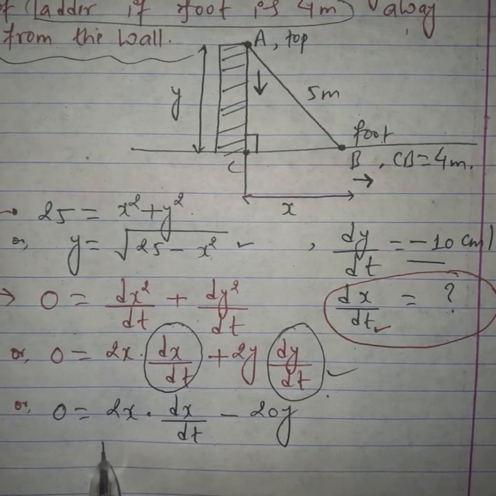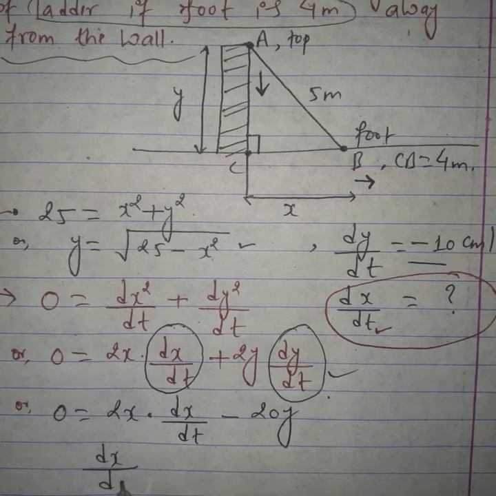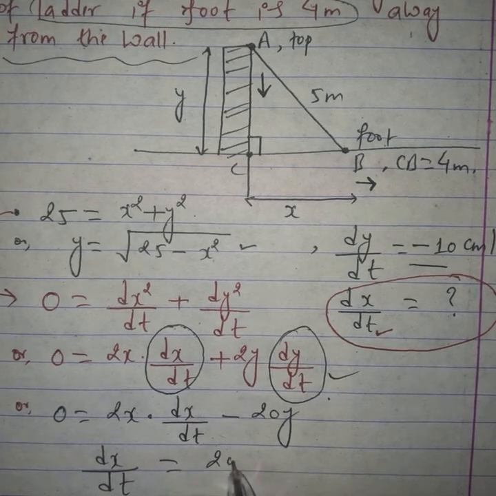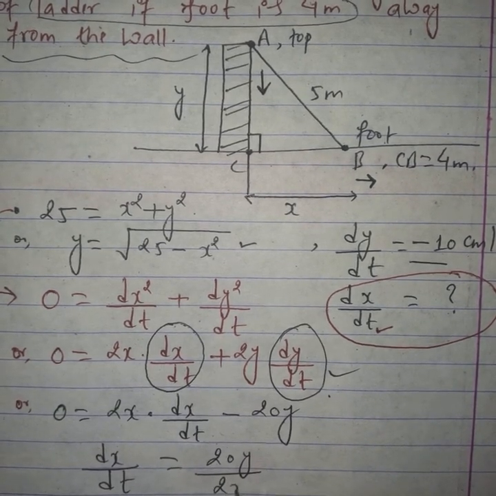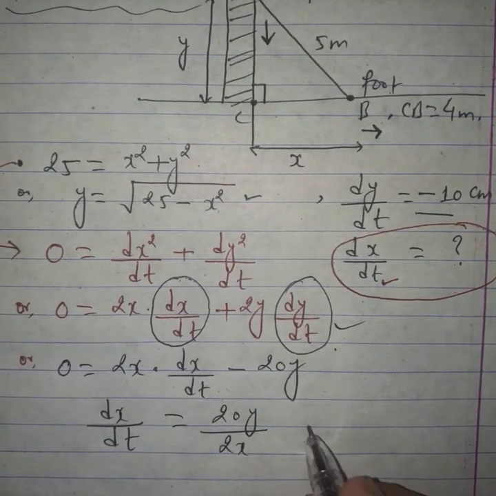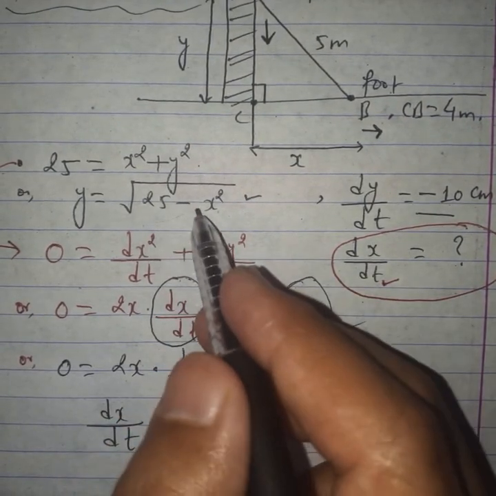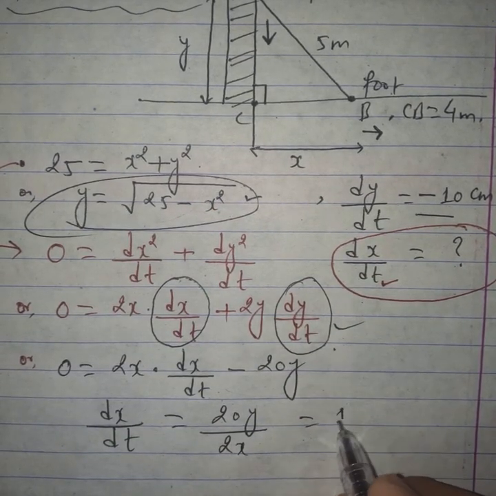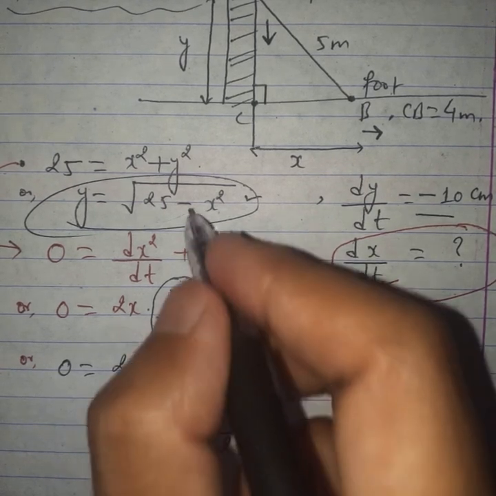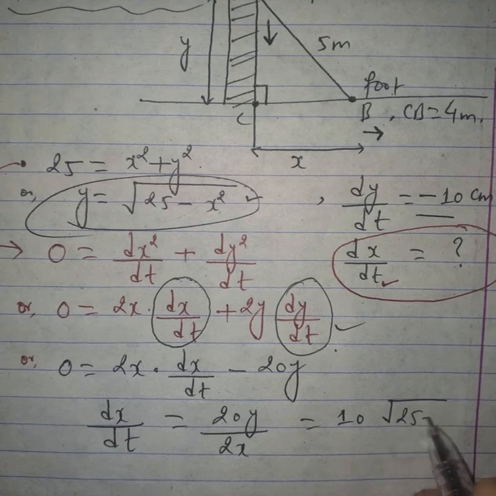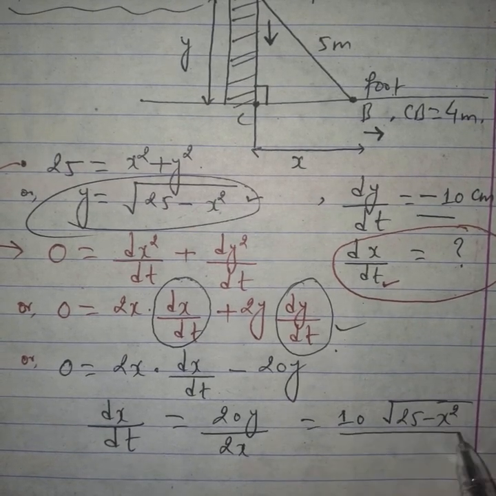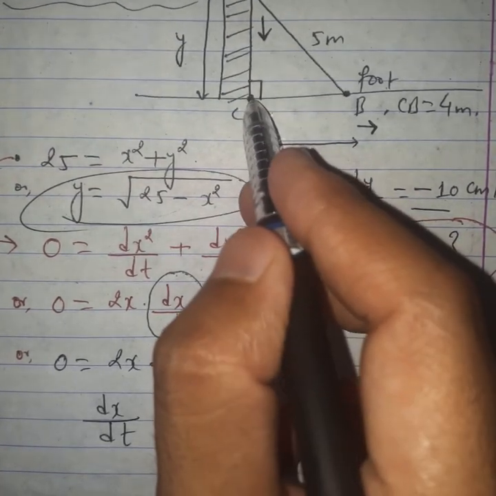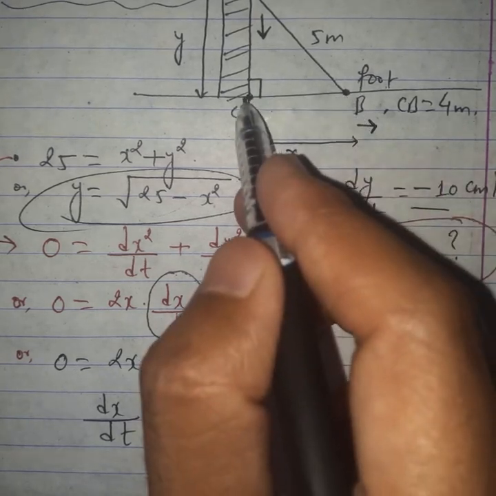Let's solve this equation. Transposing negative 20y to the left-hand side, dx over dt is positive 20y all over 2x. This is the value of dx over dt, and we have already calculated the value of y. Substituting it, 20 divided by 2 is just 10. The value of y is the square root of 25 minus x square, further divided by x.